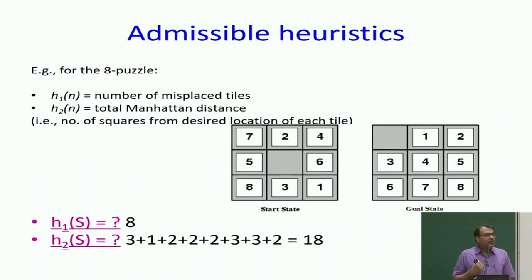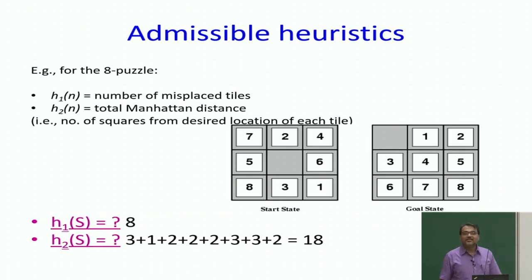In other words, the general principle here is the cost of an optimal solution in the relaxed problem is always, not by definition, but by our analysis, going to be an admissible heuristic for the original problem at hand. Now, let us intuitively think about this. What are we relaxing when we say H1? What rule are we relaxing?